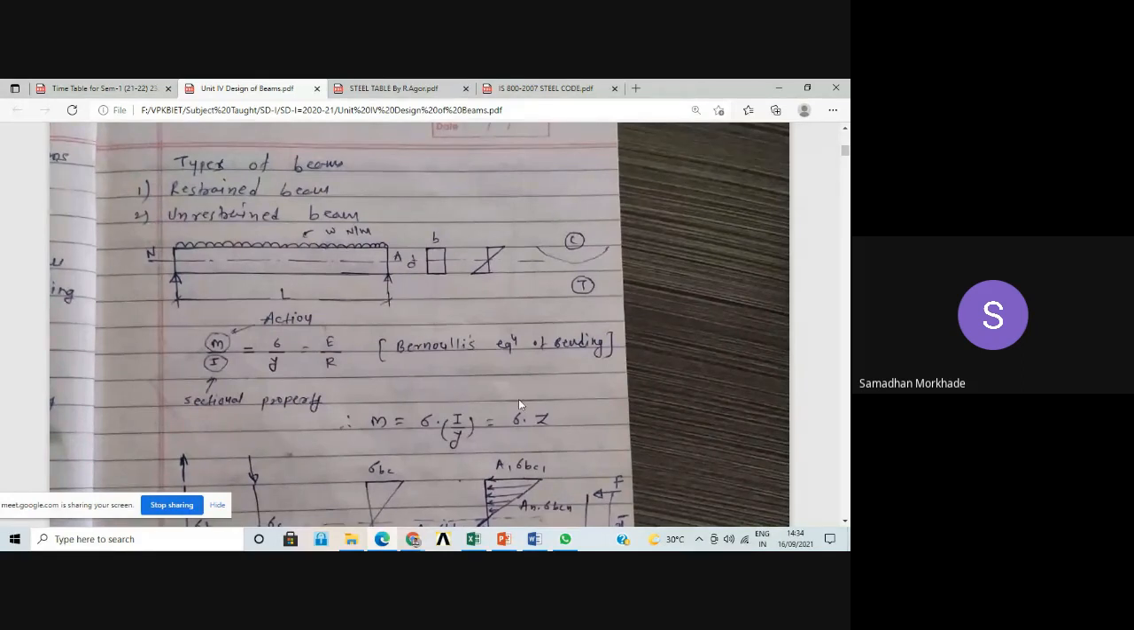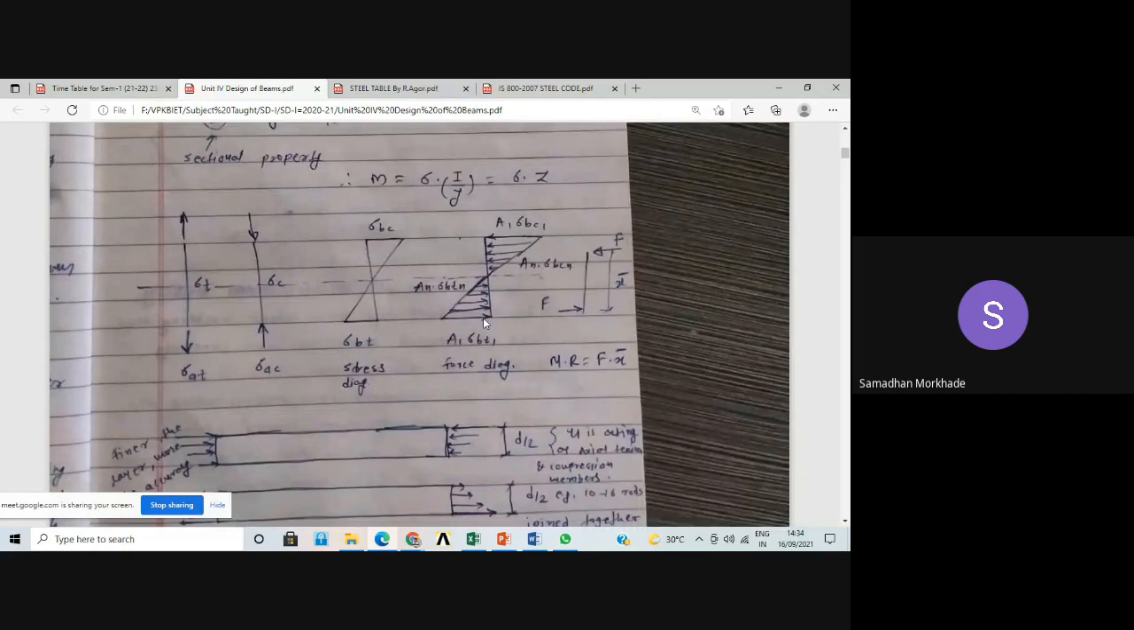After that we have discussed the stress distribution diagram. Tension and compression flange forces create equal and opposite forces, and they create a couple, and that couple we call the moment of resistance. And moment of resistance is always more than bending moment for a safe design.